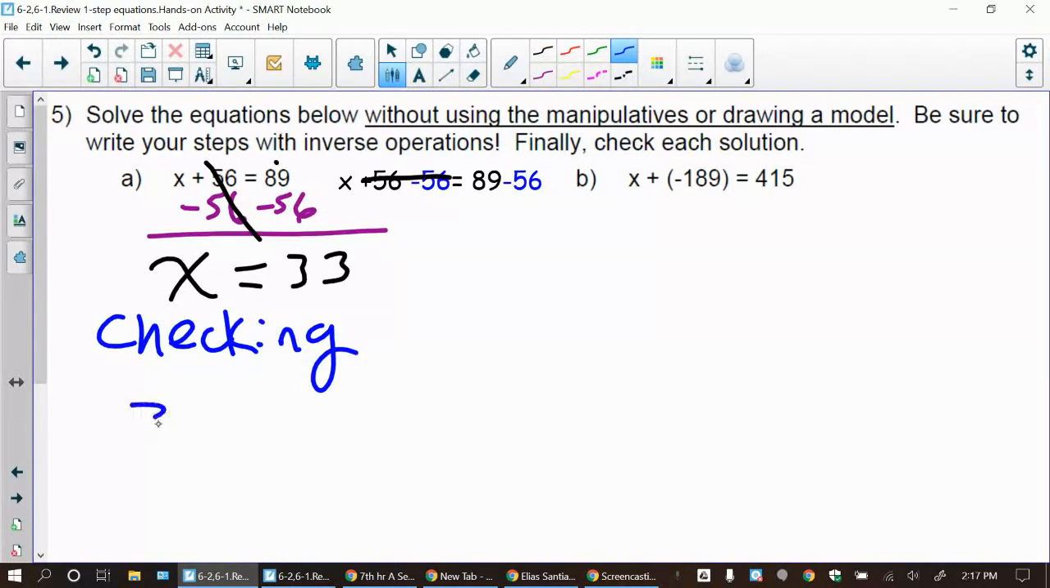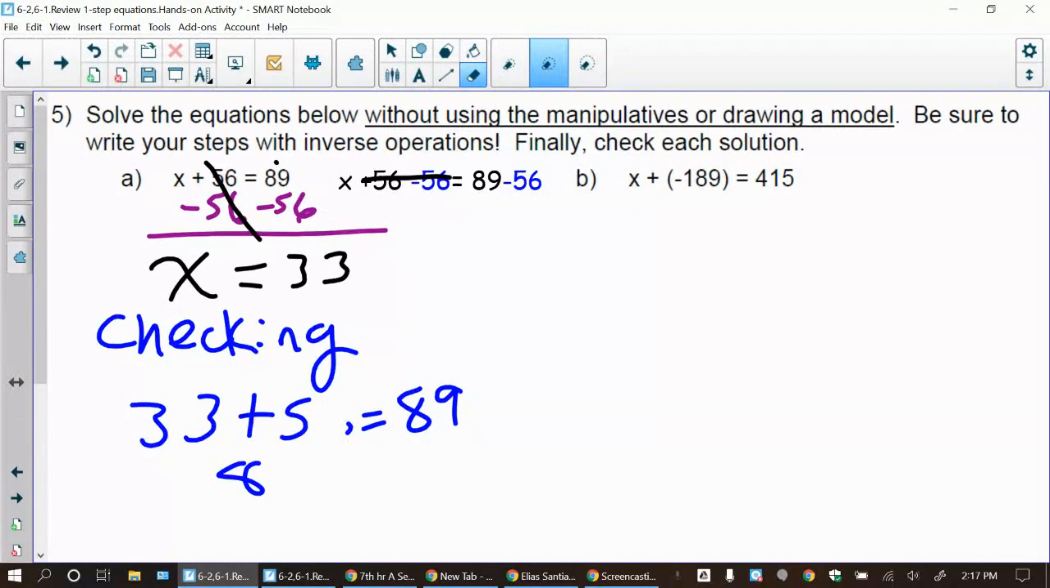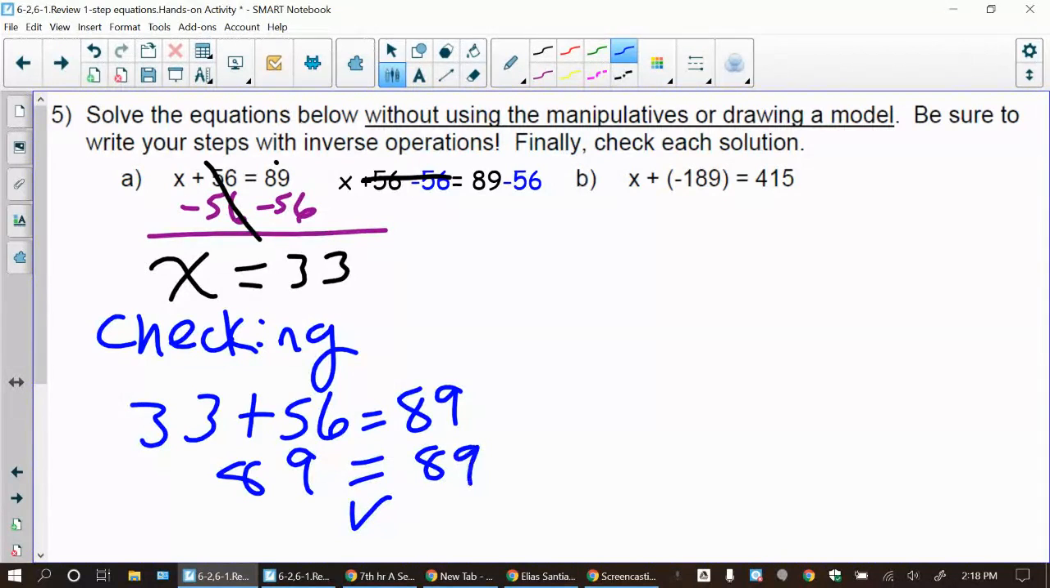But then remember, you're always coming back and checking your work by taking your 33, replacing x with it. Okay, well, 33 plus 53, oops, notice I wrote this wrong. Easy mistakes. 33 plus 56 does in fact equal 89, so it's true. So my answer is correct.